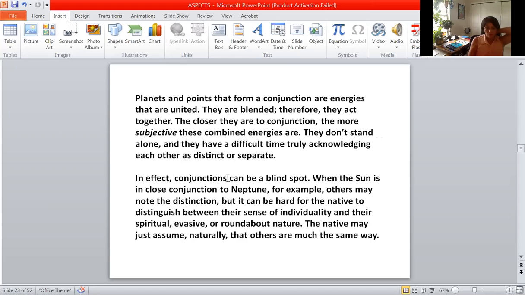Planets and points that form a conjunction are energies that are united. They are blended, therefore they act together. The closer they are to conjunction, the more perfect, the more subjective these combined energies are. They don't stand alone. They have a difficult time truly acknowledging each other as distinct or separate. In effect, conjunctions can be a blind spot. When the sun is in close conjunction to Neptune, for example, others may note the distinction, but it can be hard for the native to distinguish between their sense of individuality and their spiritual, evasive, or roundabout nature. The native may just assume naturally that others are the same way.